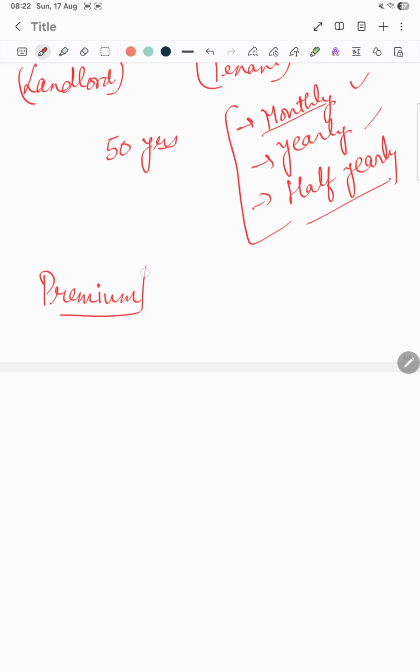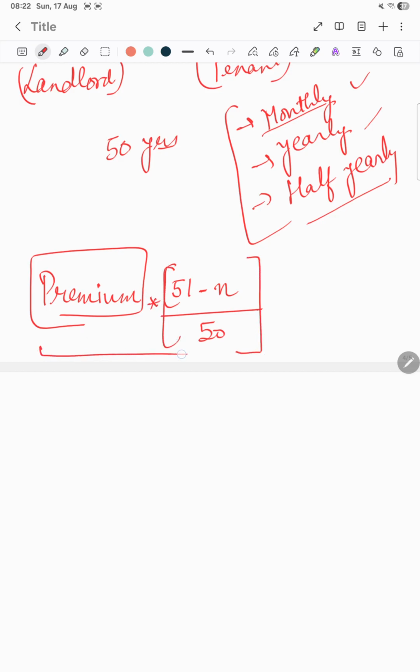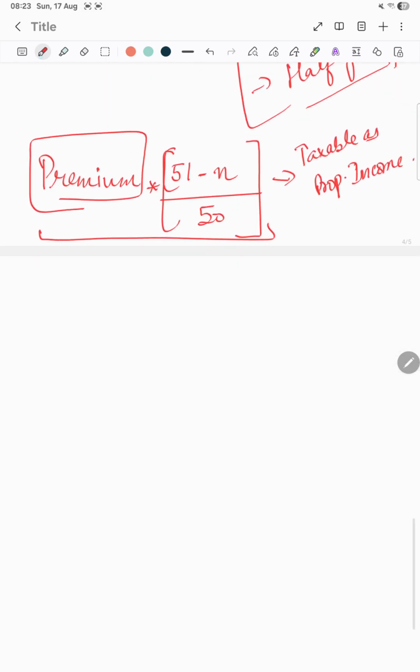Premium is what you pay here, and short term lease is less than 50 years, and the long term lease is 51 years. Now, out of this, the number of years for which the property is let out on lease will be deducted so that you get a portion of premium which is taxable as property income. Hope the formula is clear. Just note this point, then I'll make it clear with the help of example.